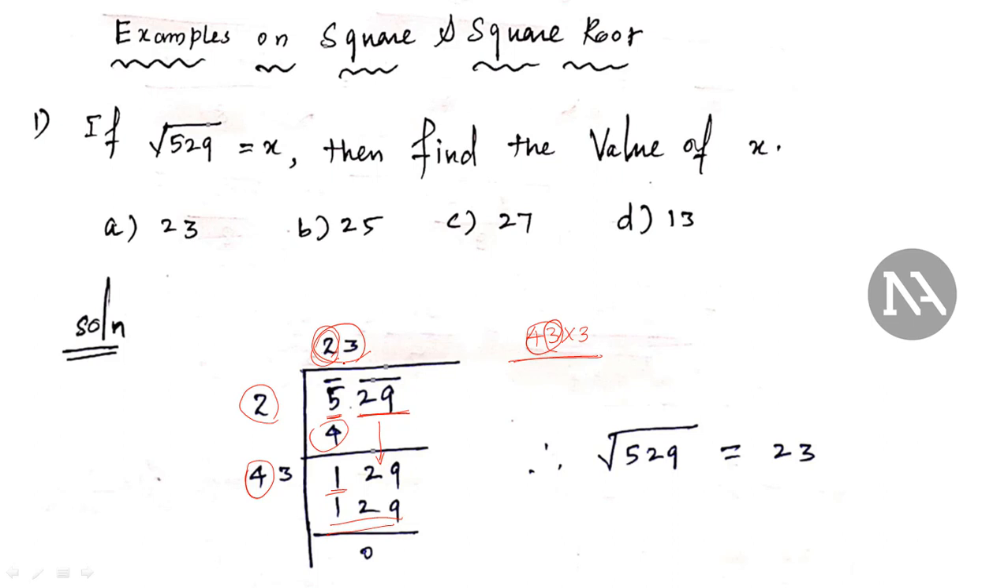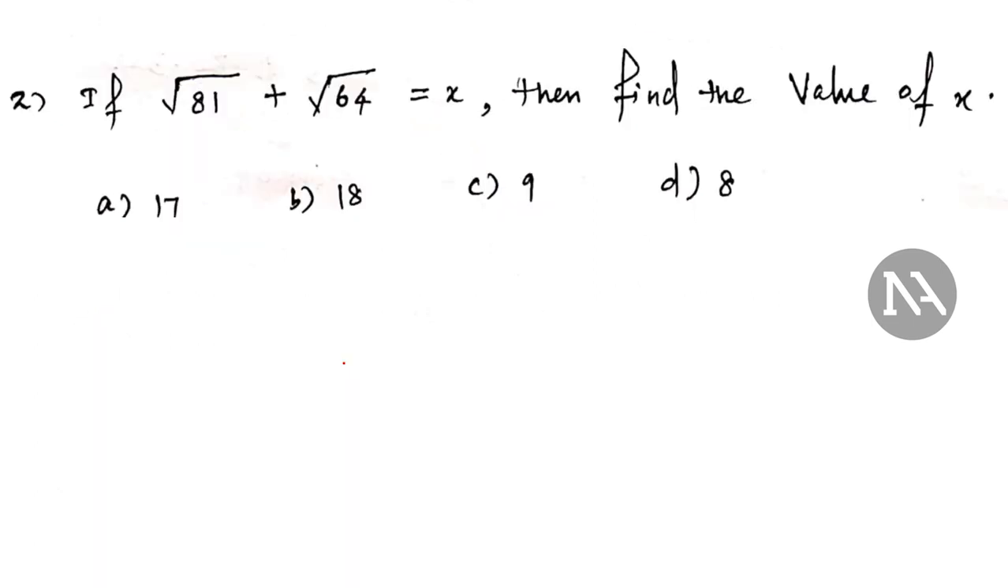You can follow this method or the short trick I told you. Whichever you are comfortable with, you can follow, right? We will see the next question. So here I have to find out: if root 81 plus root 64 is equal to x, then find the value of x.